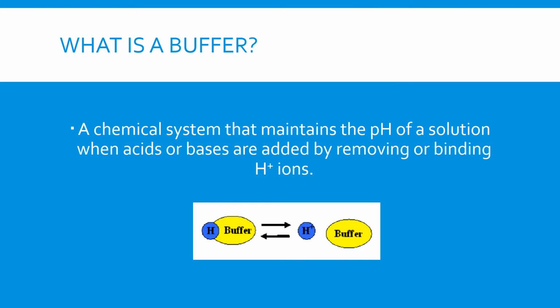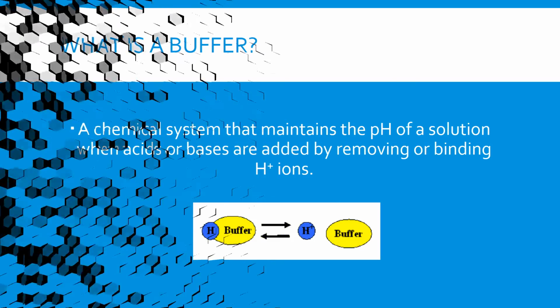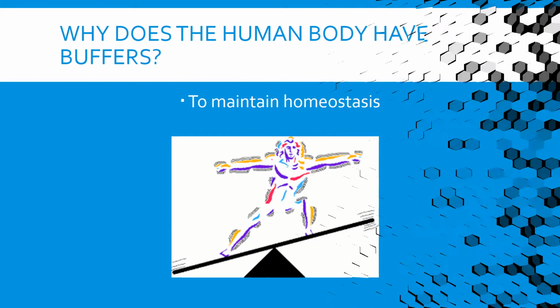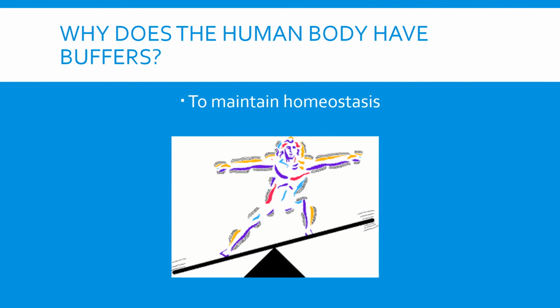What is a buffer? A buffer is a chemical system that maintains the pH of a solution when acids or bases are added by removing or binding hydrogen ions. Our body actually has a lot of these. Why does the human body have these buffers? It's to maintain homeostasis. Homeostasis is a maintenance of stable internal conditions of the body under varying environments.